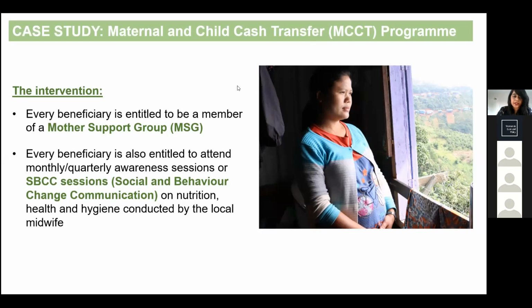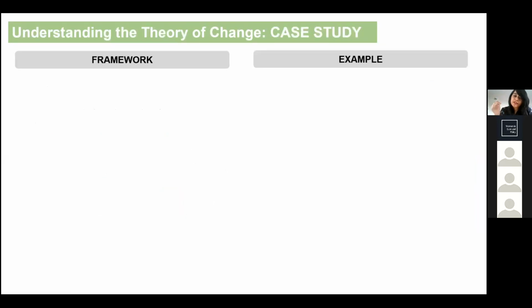Yeah, lovely. Now, if all of you had to develop the theory of change for this program, which we just discussed, the MCCT program in Myanmar, what do you think would be the inputs, the outputs, the outcomes, and the impact? So why don't we start small? What are the inputs of the program? And then you can tell me what are the outputs, finally the outcomes and the impact.